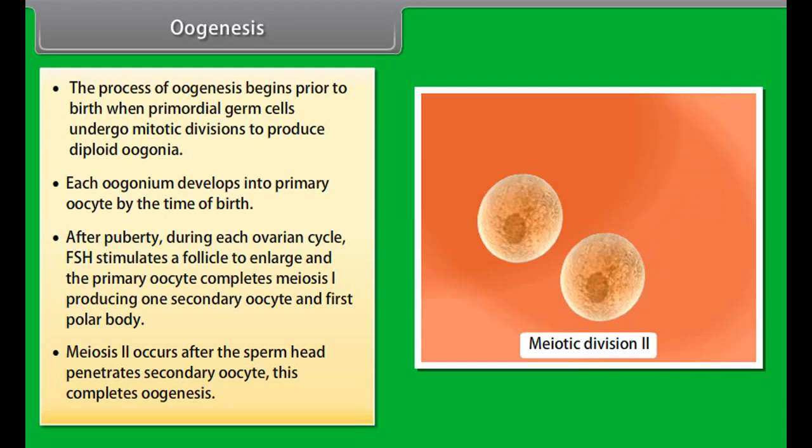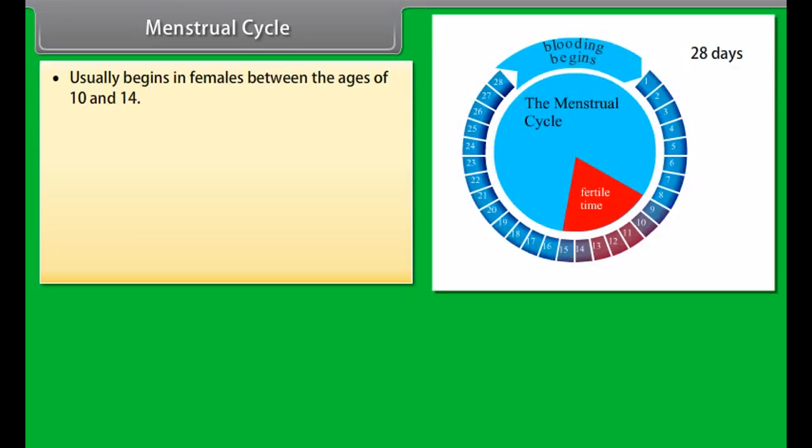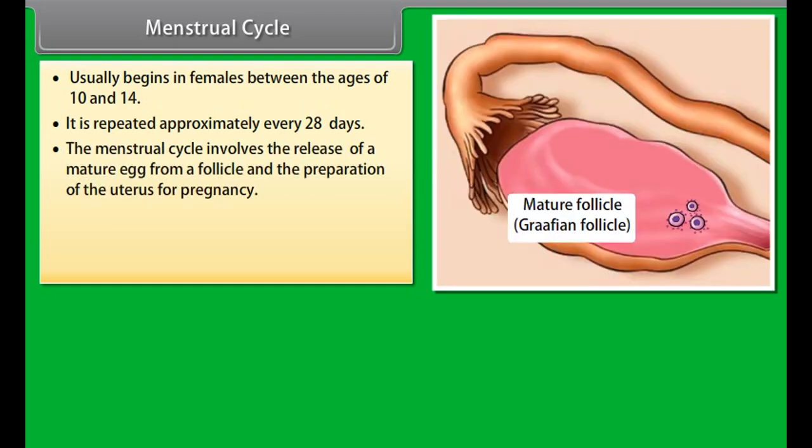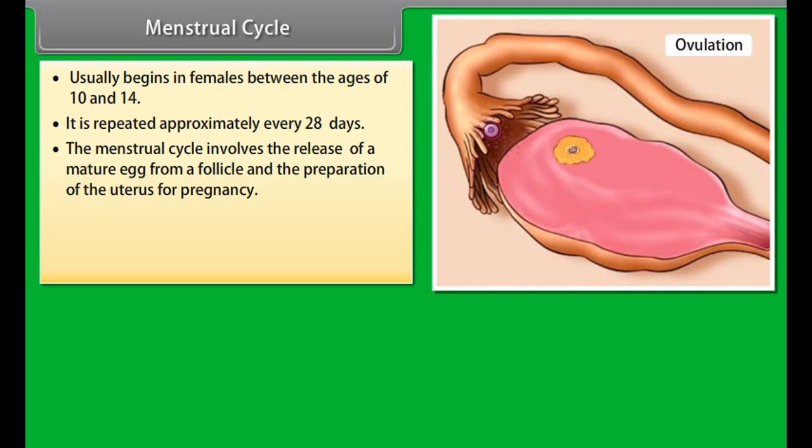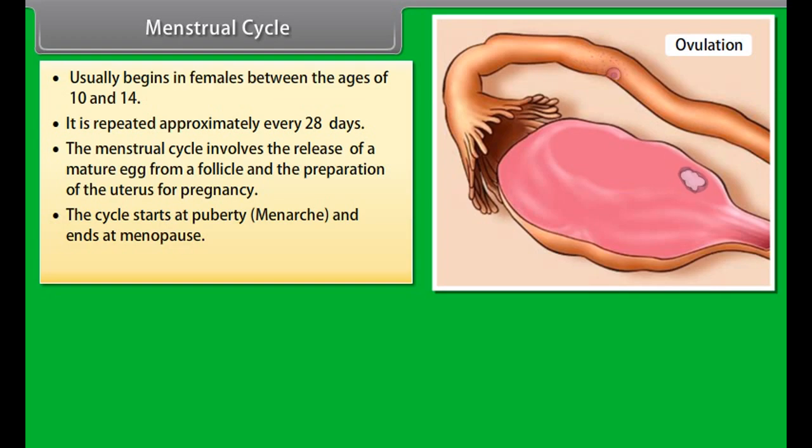This completes oogenesis. Menstrual cycle usually begins in females between the age of 10 and 14. It is repeated approximately every 28 days. The menstrual cycle involves the release of a mature egg from a follicle and the preparation of the uterus for pregnancy. The cycle starts at puberty or menarche and ends at menopause.